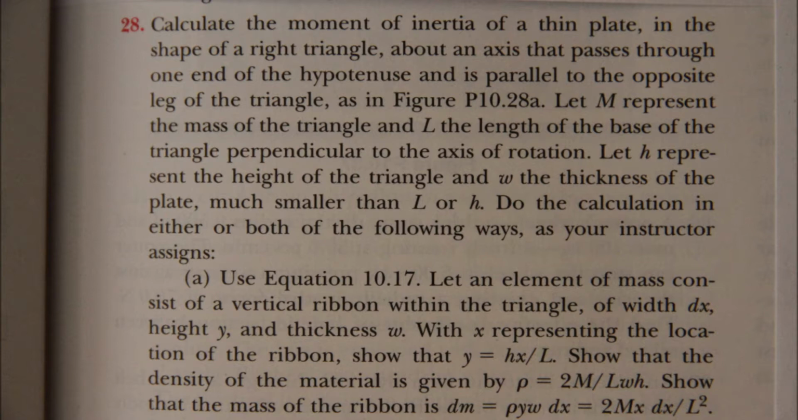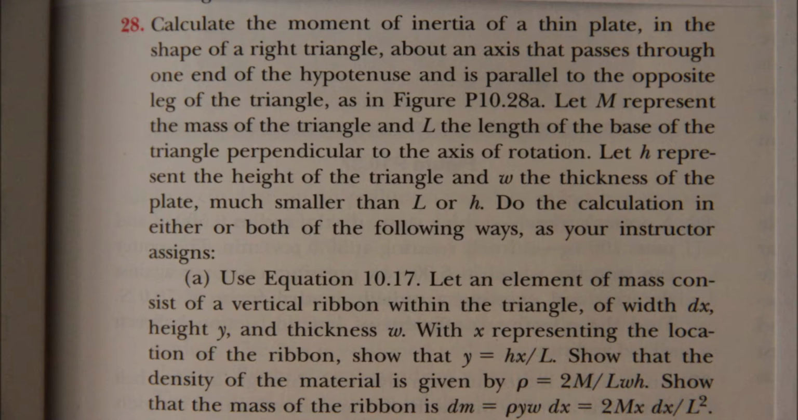Chapter 10, Problem 28. Calculate the moment of inertia of a thin plate in the shape of a right triangle about an axis that passes through one end of the hypotenuse and is parallel to the opposite leg of the triangle, as in figure P10.28a. Let M represent the mass of the triangle and L the length of the base of the triangle perpendicular to the axis of rotation.